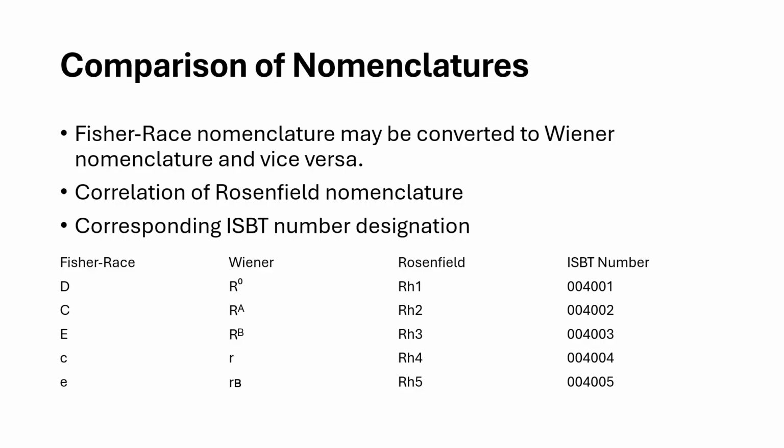So Fisher-Race identifies the antigens by letter, so D, big C, big E, little e. Wiener uses the capital R and little r with the superscripts, 0 or A, and that helps designate the haplotypes. Rosenfield uses the RH followed by a number to indicate presence of a specific antigen, and then ISBT uses that 6-digit number, so 004 for the RH system, plus the 3 digits for the antigen. So this is just a little overview of what we just talked about, on a little spreadsheet there for you.